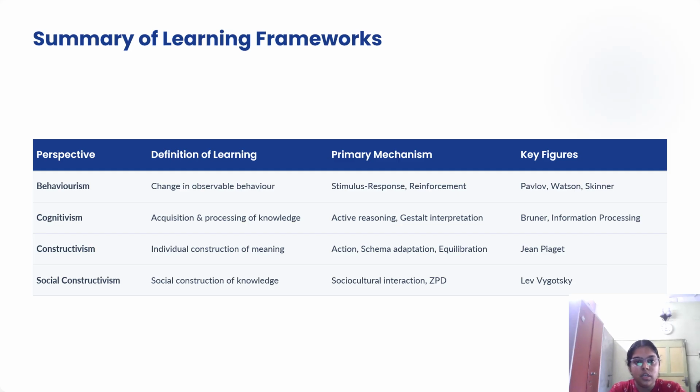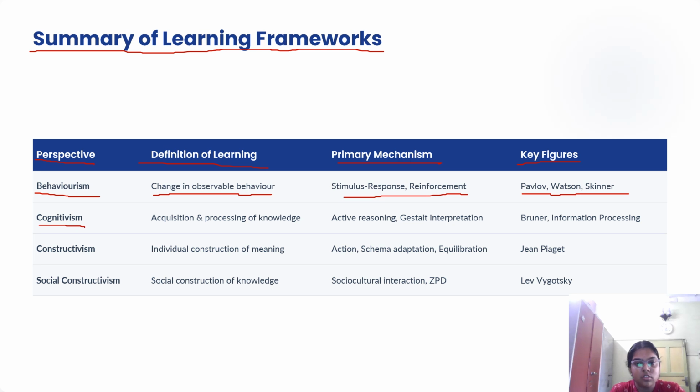Okay, then next we will discuss summary of learning frameworks: perspective, definition of learning, primary mechanism, key figures. Behaviorism. According to behaviorism, how is learning defined? It is defined as change in observable behavior. Primary mechanism: stimulus, response, reinforcement, which have been discussed in the previous point, that is our bond in case of behaviorism, and the role of reinforcement, how reinforcement acts in behaviorism. Key theorists are Pavlov, Watson, Skinner.